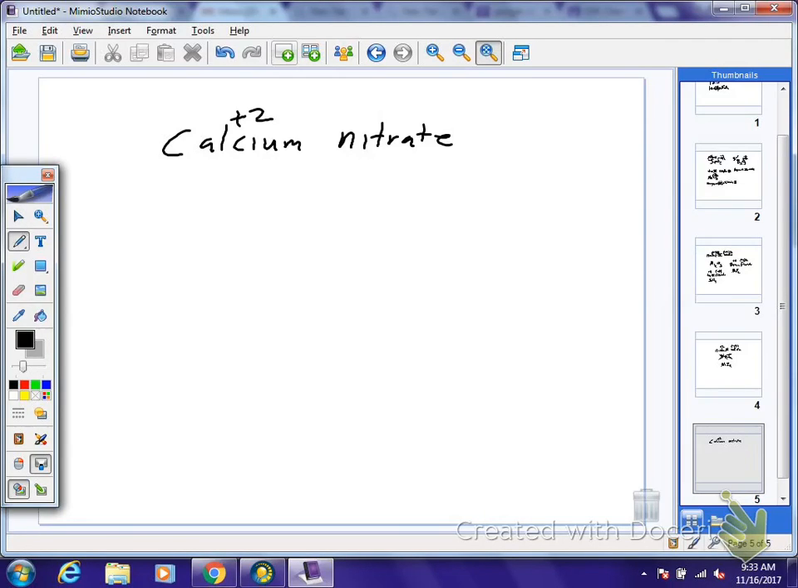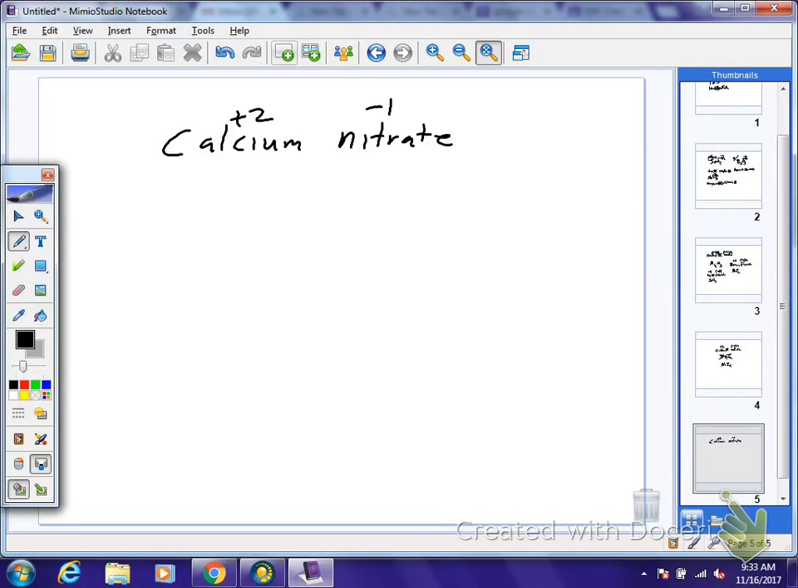Nitrate. Now, there's that -ate ending, and they go in alphabetical order in each column. So you'll have to figure out what column it is, and then find its charge. So could you guys find nitrate? Should be in the first column, about halfway down. What's its charge? -1. Everybody find nitrate?